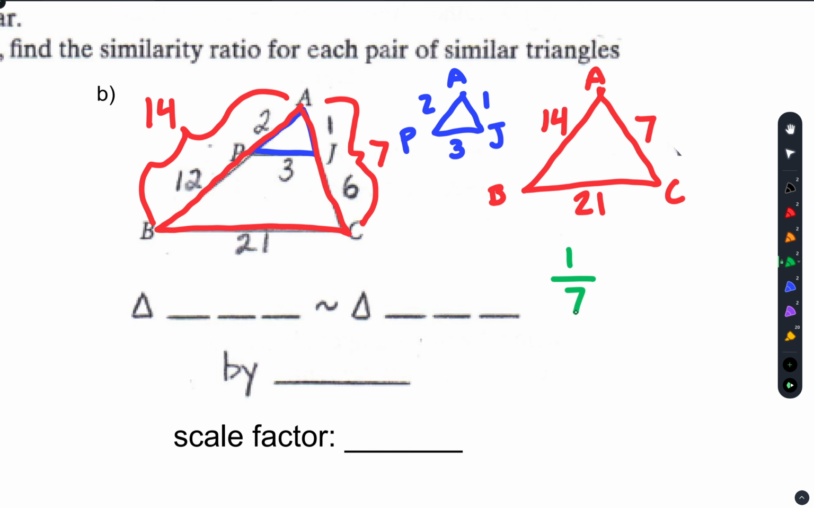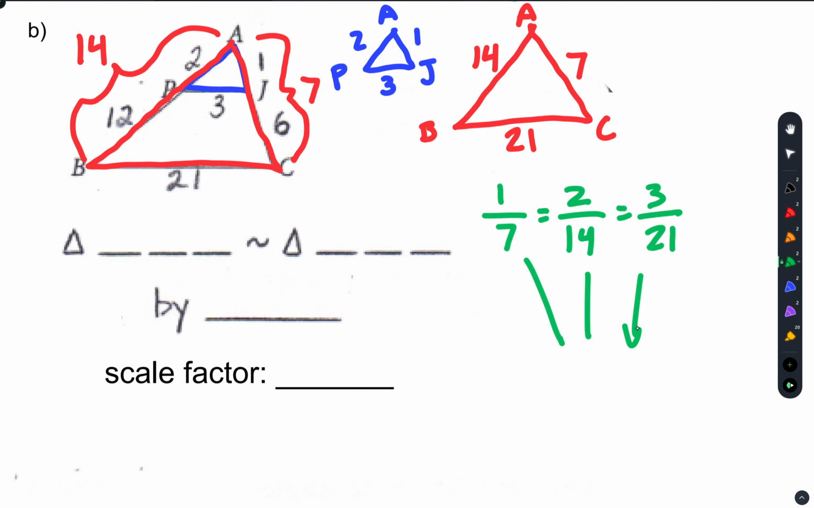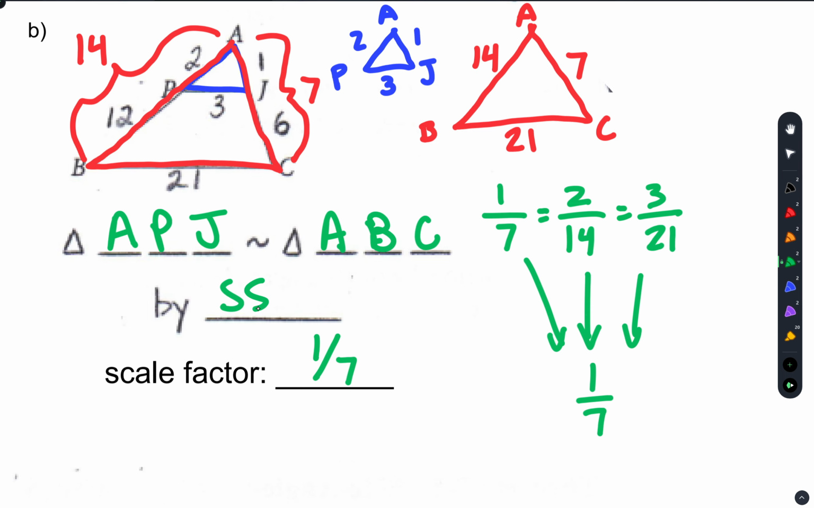The next one, the middle pieces. 2 goes with the 14. And then the largest pieces together, 3 goes with the 21. I make sure that these reduce to the same number, which they all should. They all should reduce to 1/7, which is my scale factor. And then I can say triangle APJ is similar to triangle ABC by side similarity.